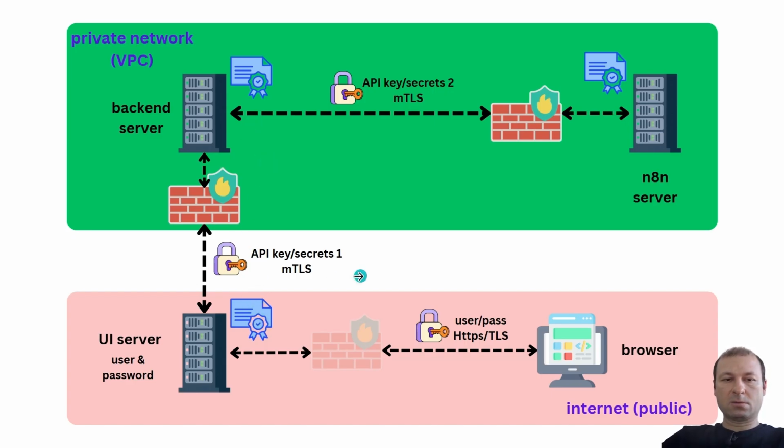And how the traffic would happen. So here the browser will try to connect to the UI server, will ask for the certificate, will validate it, and everything is okay.